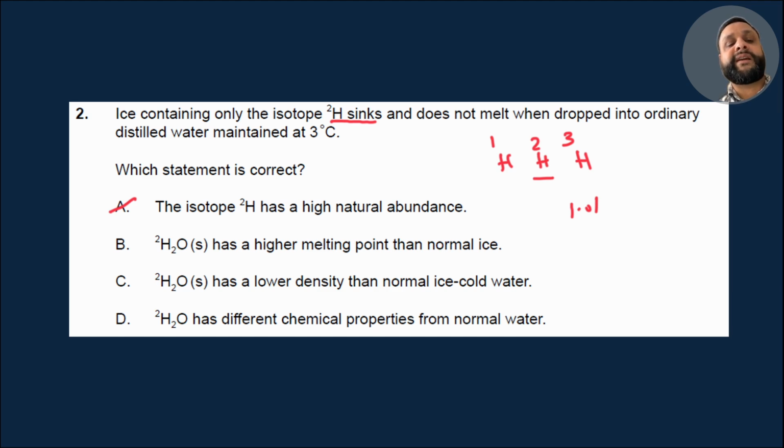B. H2 has a higher melting point than normal ice. That seems correct because it doesn't melt when dropped into ordinary water. But let's read C. H2O has a lower density than normal cold water. No, it has a higher density, that's why it sinks. And D, deuterium water has different chemical properties from normal water, which is wrong because they are isotopes. Isotopes have similar chemical properties because they have the same electron configuration. Hence the correct answer is B.